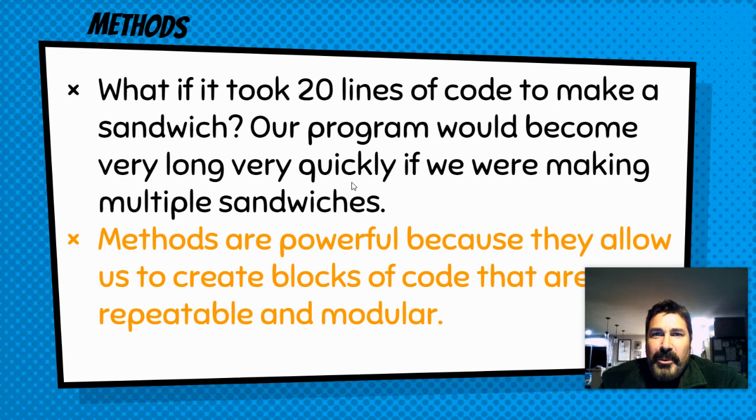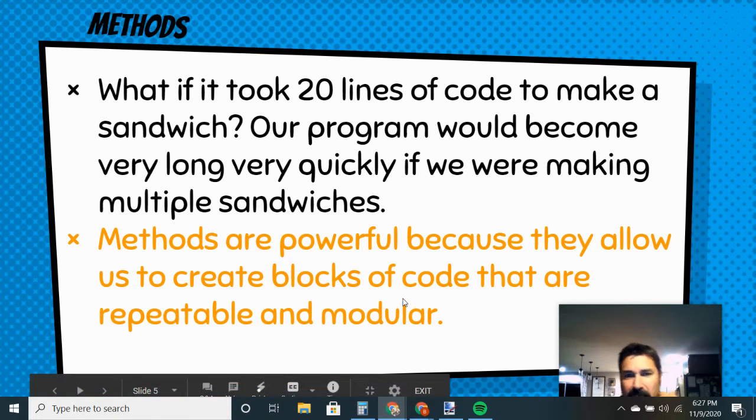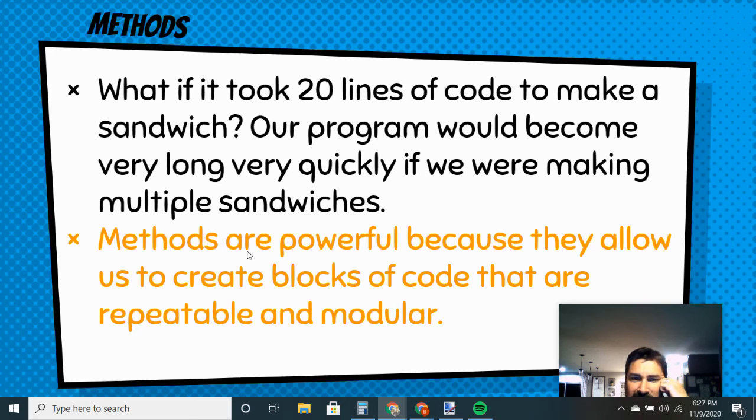When you go to fix bugs or try to make changes, your boss says this is good, but we need to change this. And you try to go find that spot in the code. It would be impossible. You couldn't do it. I want you to write this down: methods are powerful because they allow us to create blocks of code that are repeatable and modular. Say that out loud.